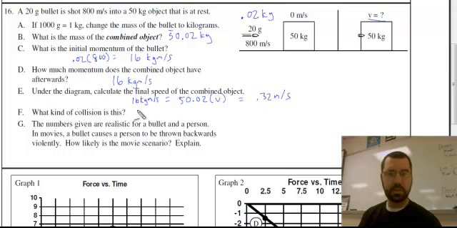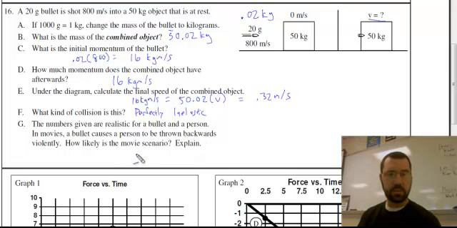What kind of collision is this? This is a perfectly inelastic collision because we have things getting stuck together, and that only happens in perfectly inelastic collisions.